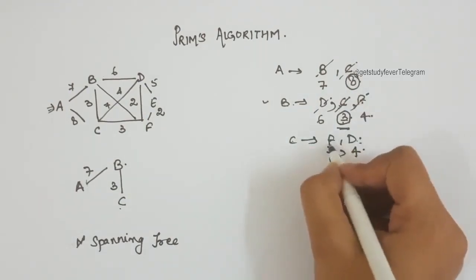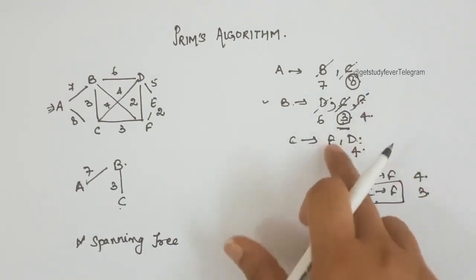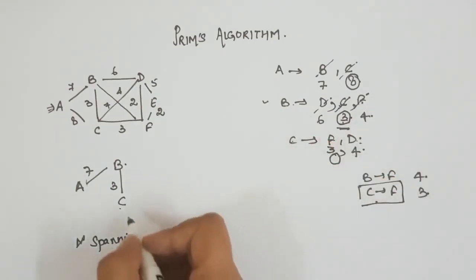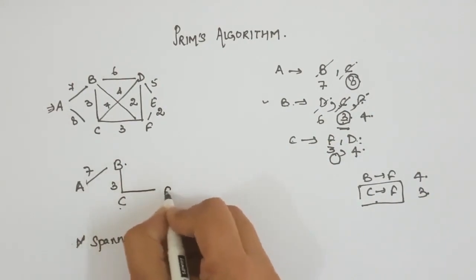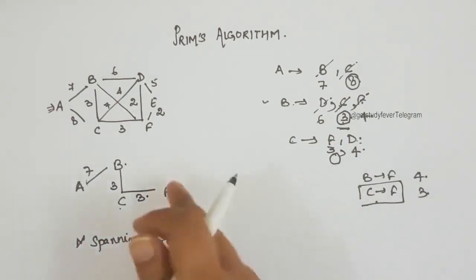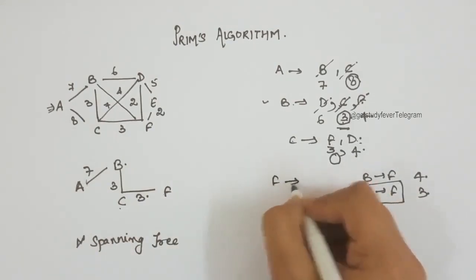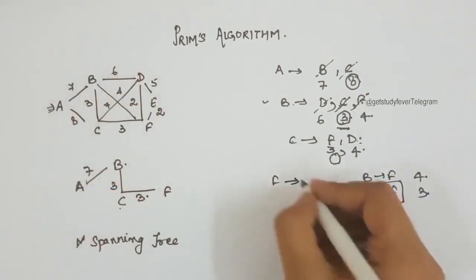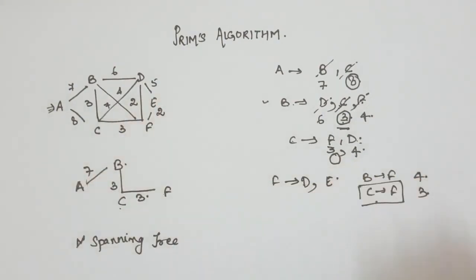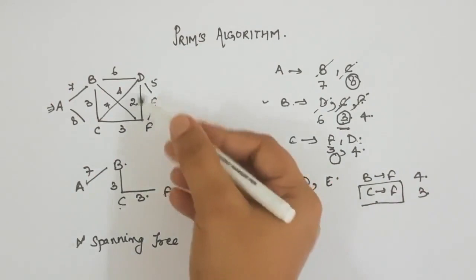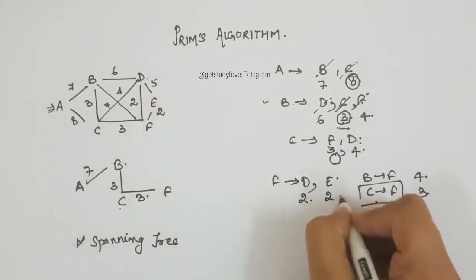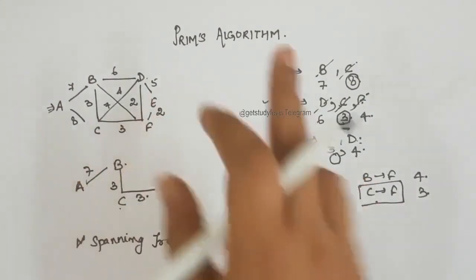So the 2 vertices that are reachable as of now are F and D. And what is the minimum among the 2? It is F. So I will add F. Now I have added F. Let's see what the neighbors of F are. Okay, so we have D as the neighbor of F. We have E as the neighbor of F. So the value of D is 2. E to F is 2. Okay, so as of now, let's consider that.